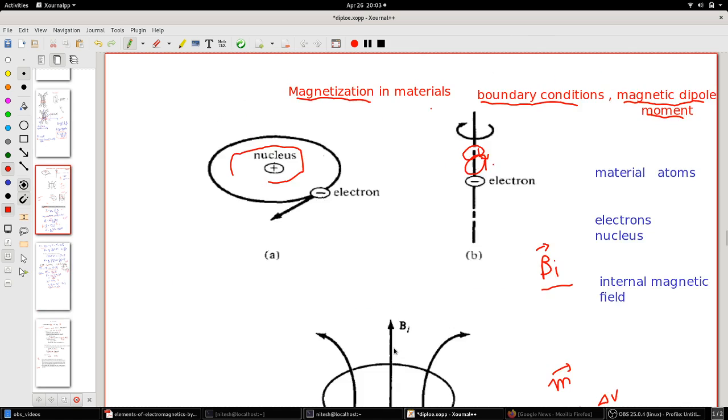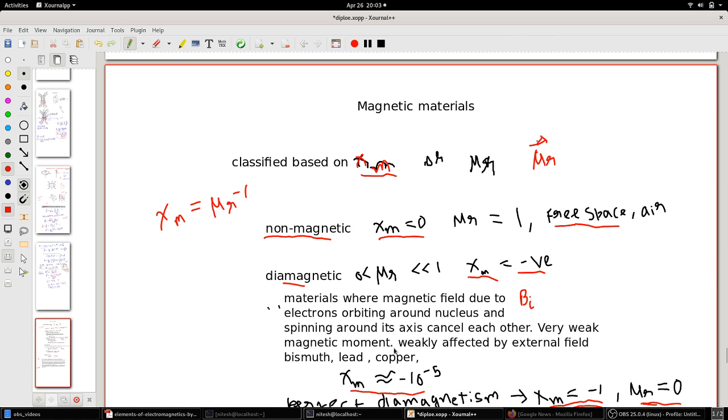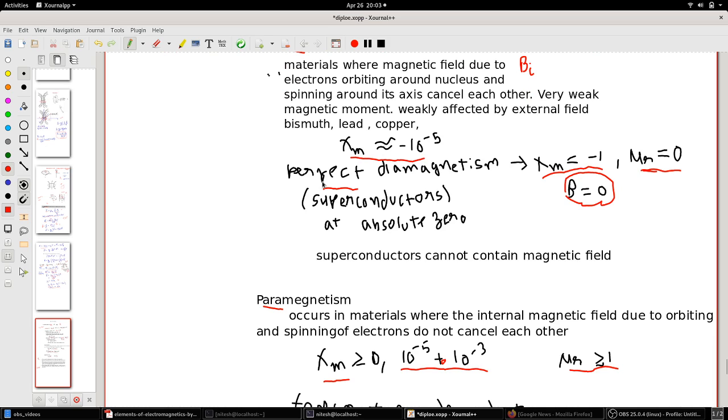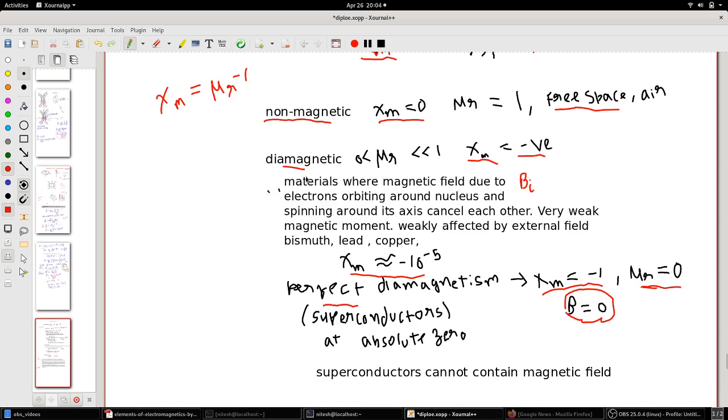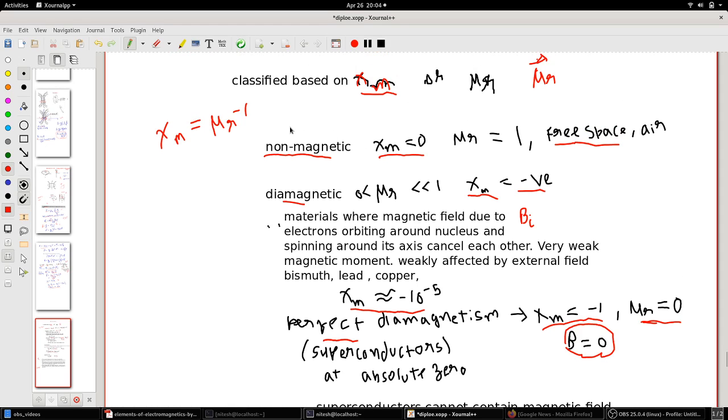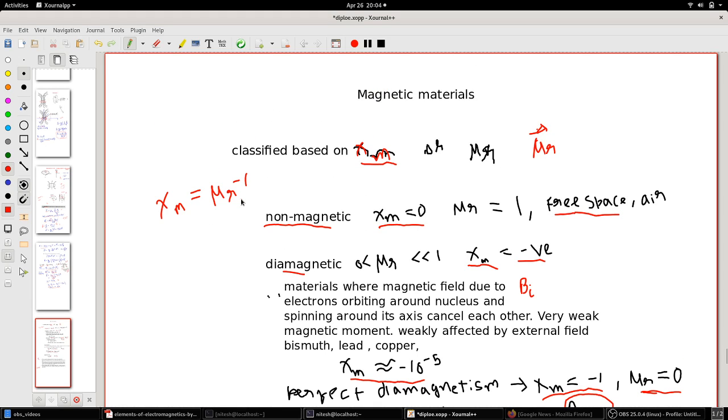So I would suggest you go through the classification of magnetic materials based on their susceptibility values. Just go read it to understand it. It's one or two pages of theory where they classify materials based on their properties. Where psi m equals 0, it is called non-magnetic, and mu r is 1 because psi m equals mu r minus 1, right? So it's basically free space or air.